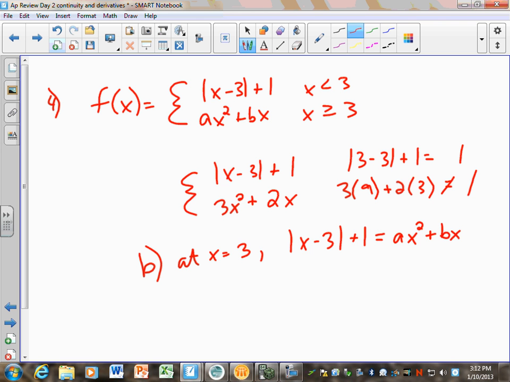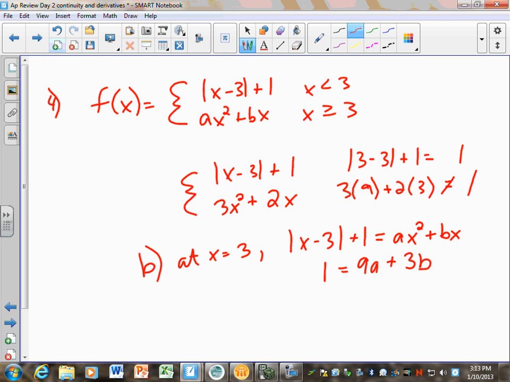And remember, I want to know that at x equals 3. So I can plug 3 in there. And 3 minus 3 is really just going to give me 0 plus 1 equals 3 squared times a, which would be 9a plus 3b. And you can't actually tell me what A and B are because I don't know. They could be multiple things. But you just want to give the ratio there. So you could leave this as your answer.